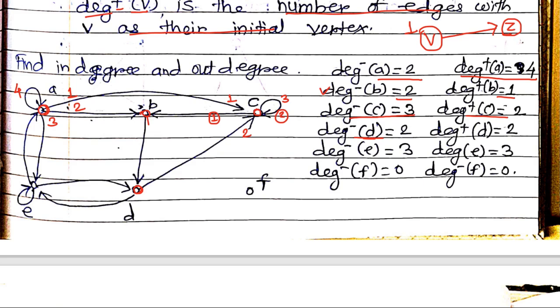So D has two edges coming in. So the in degree of D is 2. How many edges are going outwards? There are 2. This is the first one outwards, second one. So the out degree is 2.